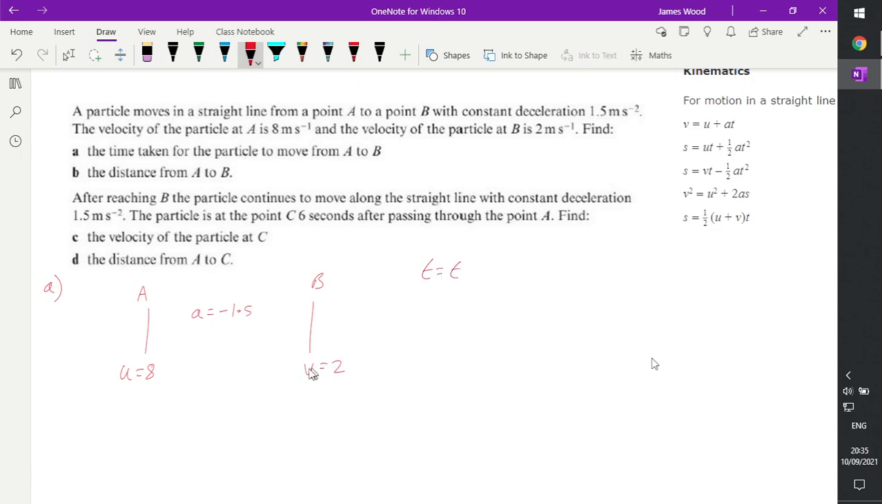So we've got u, v, a, and t. I'm going to use v equals u plus a t, and fill in the numbers. 2 equals 8, and then it's going to be minus 1.5 t. Solve it to find t. So that's 4 seconds.